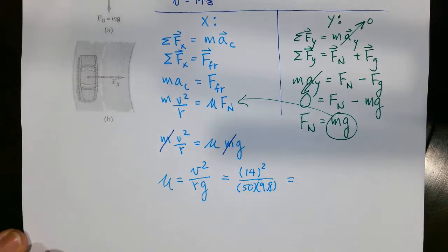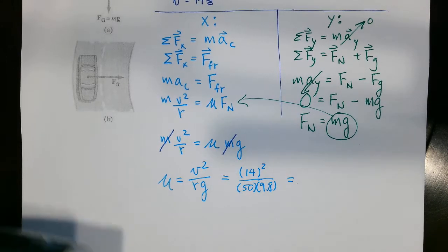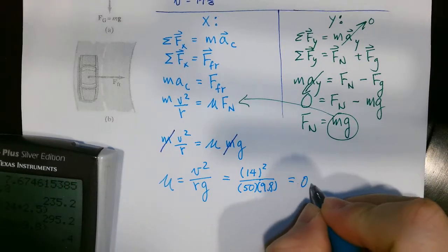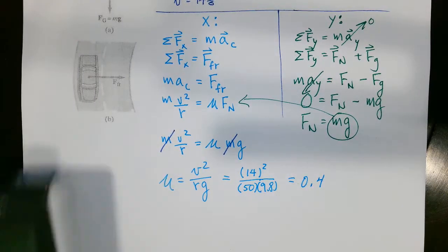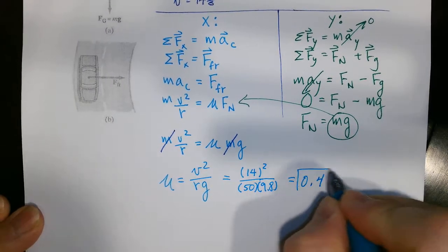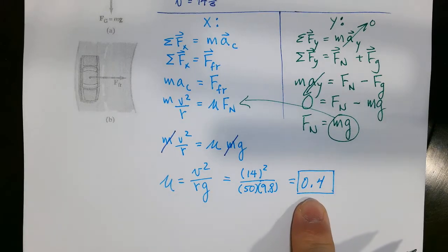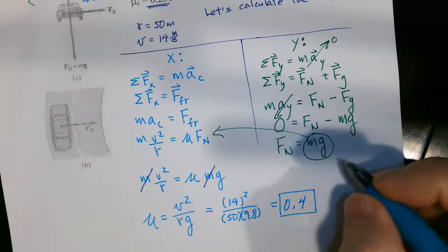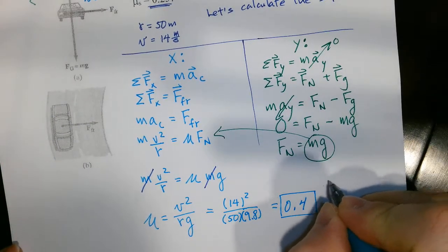Therefore, what do we get? So let's work it out. So here I have 14 squared, divide by 50 times 9.8, and I get 0.4 as my mu. That means this is the minimum coefficient of friction needed in order to negotiate that turn. This is minimum.